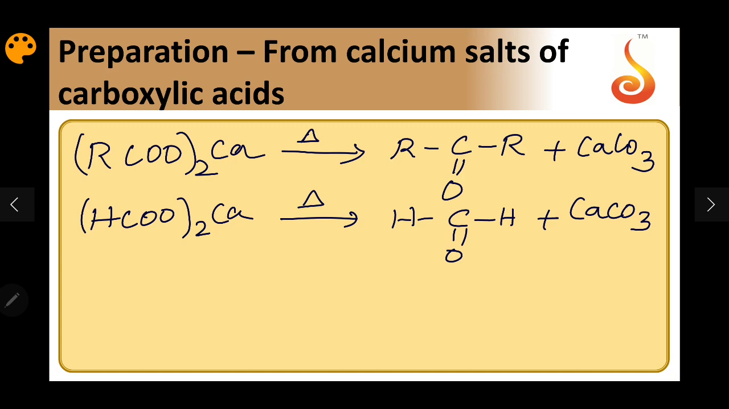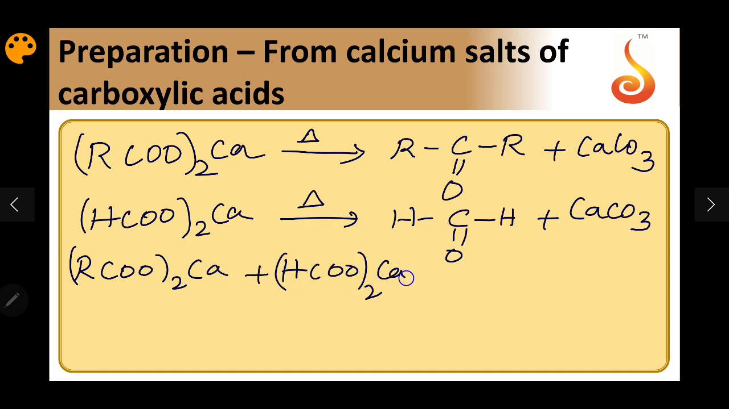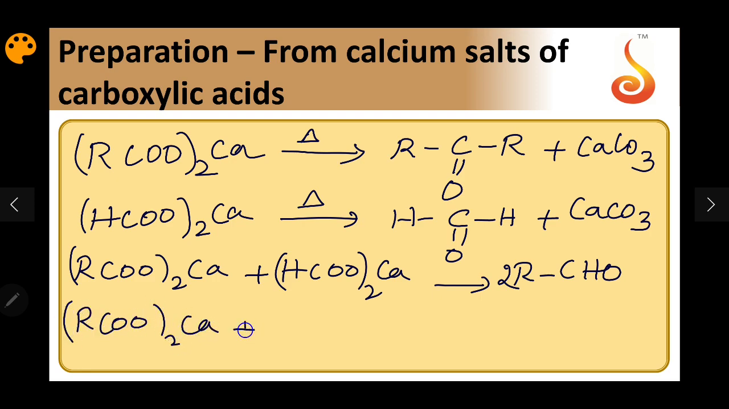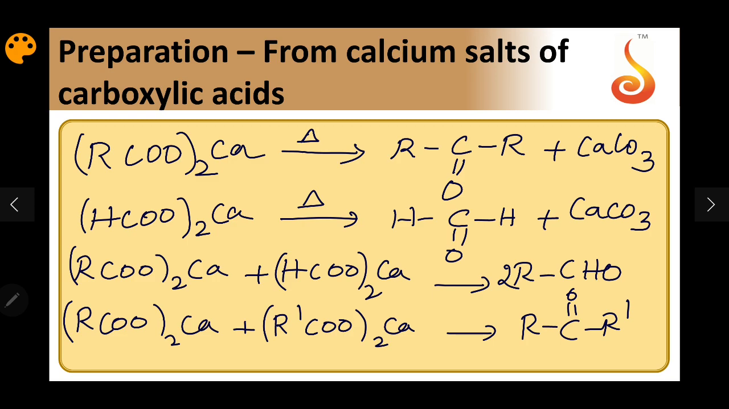If I take a mixture of two salts, (RCOO)2Ca plus (HCOO)2Ca, the cross product will predominate. You get RCHO, two molecules. And if I take (RCOO)2Ca plus (R'COO)2Ca, it gives unsymmetrical ketones. So by taking calcium salts and subjecting them to heat, thermal decomposition gives the corresponding carbonyl compounds.